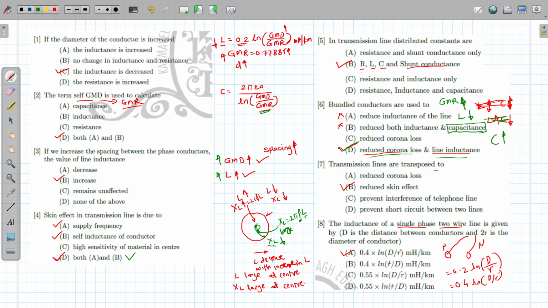The transmission lines are transposed to reduce the skin effect. The inductance of single phase 2-wire system, if D is the distance between the conductors and 2R is the diameter: let one be the phase and another one the neutral. For the phase the formula is 0.2 ln D by R dash. Similarly for neutral it is also 0.2 ln D by R dash. If you add these, it will give you 0.4 ln D by R dash. So your formula number first is correct in this case.